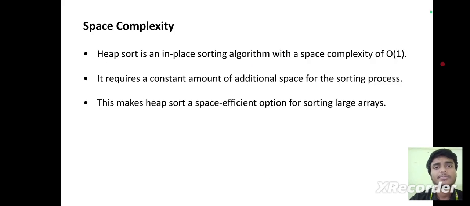Space complexity. Heap sort is an in-place sorting algorithm with a space complexity of O(1). It requires a constant amount of additional space for the sorting process. This makes heap sort a space efficient option for sorting large arrays.